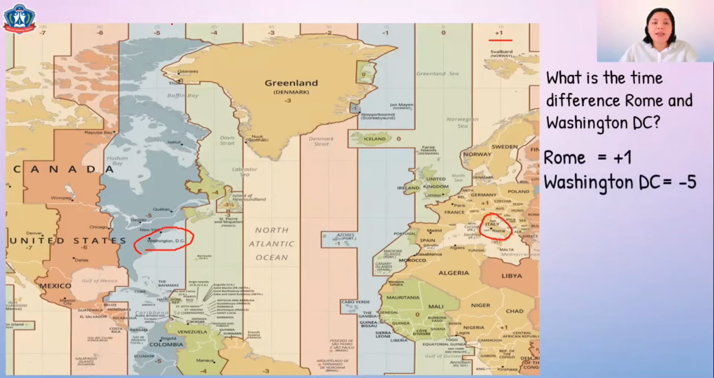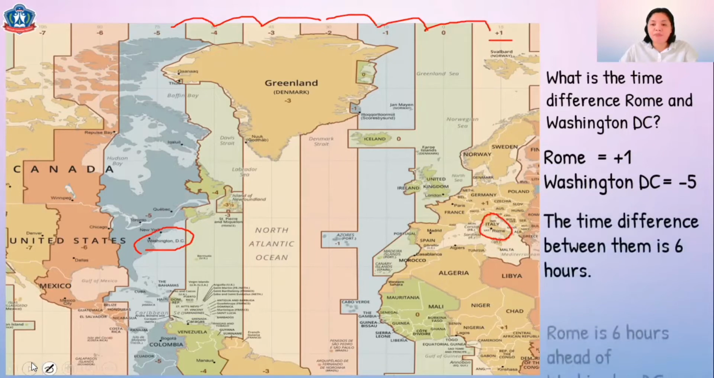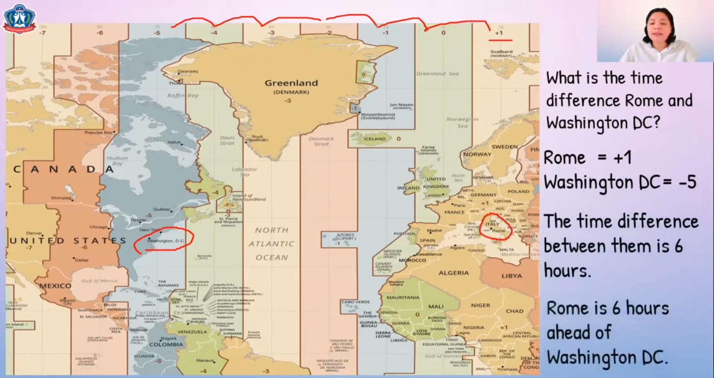So from -5, we go to the right. Let's count 1, 2, 3, 4, 5, 6. Therefore, the time difference between Rome and Washington is 6 hours. Rome is 6 hours ahead of Washington, D.C. because cities or countries located to the right of other countries are ahead or advanced.